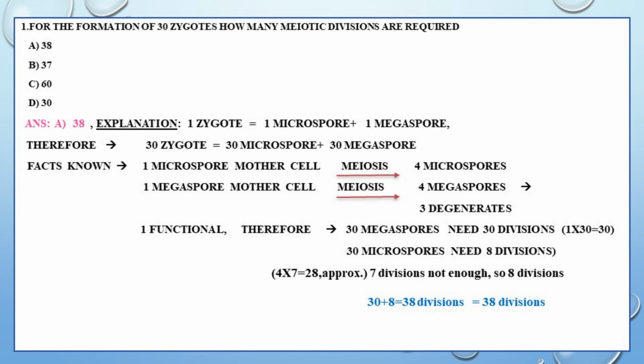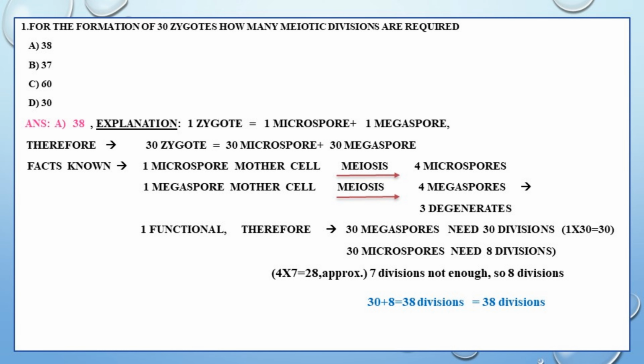So here is your first question. For the formation of 30 zygotes, how many meiotic divisions are required? Options are 38, 37, 60, and 30. First, we'll go for the explanation. So here, one zygote needed one microspore and one megaspore. So here we have to find out how many divisions will be there for 30 zygotes. So for 30 zygotes, definitely 30 microspores and 30 megaspores we needed.